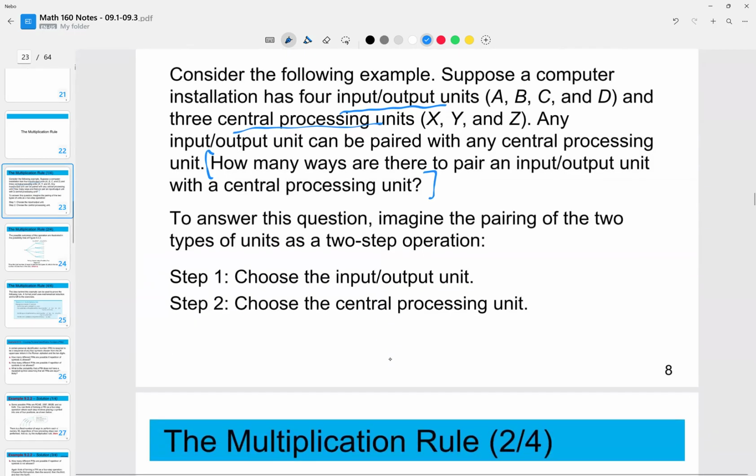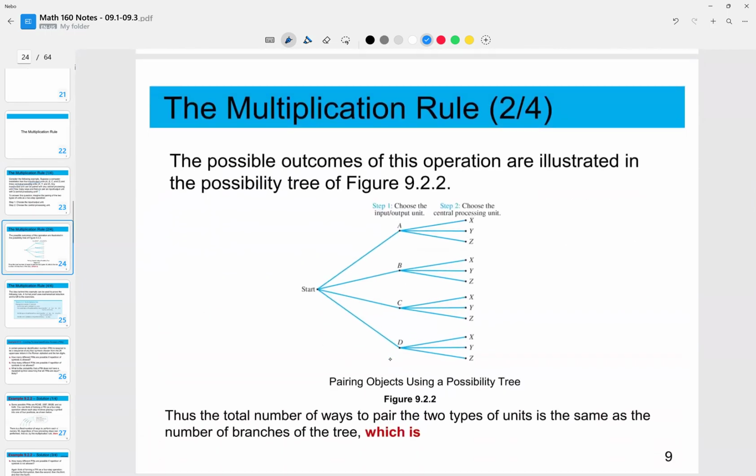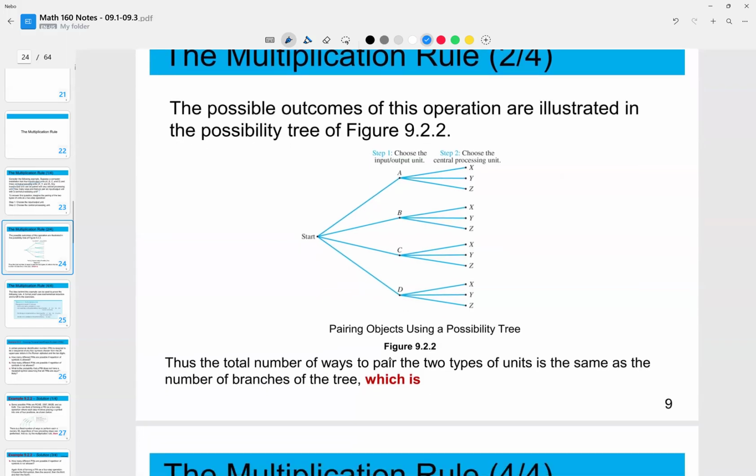Well, just draw a tree. We first choose what the input output unit is. Say we have A, B, C, D, right? Now these choices are independent. I can choose whatever I want for this IO unit, and then I can choose whatever I want for the CPU. We're assuming that they're all compatible. So if you draw the tree out, for the A hard drive, I have three choices for the CPU. And same thing for hard drive B. I have three, and C, and so on. So if you count up the leaves of this tree, there's 3, 6, 9, 12. So there are going to be 12 total ways.